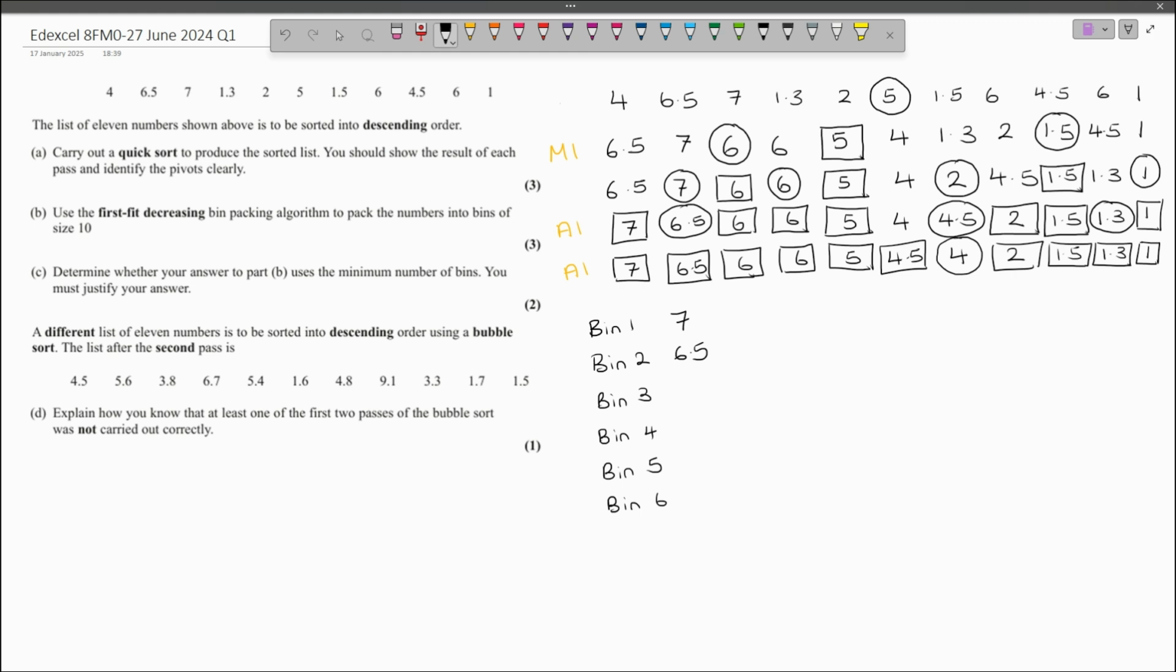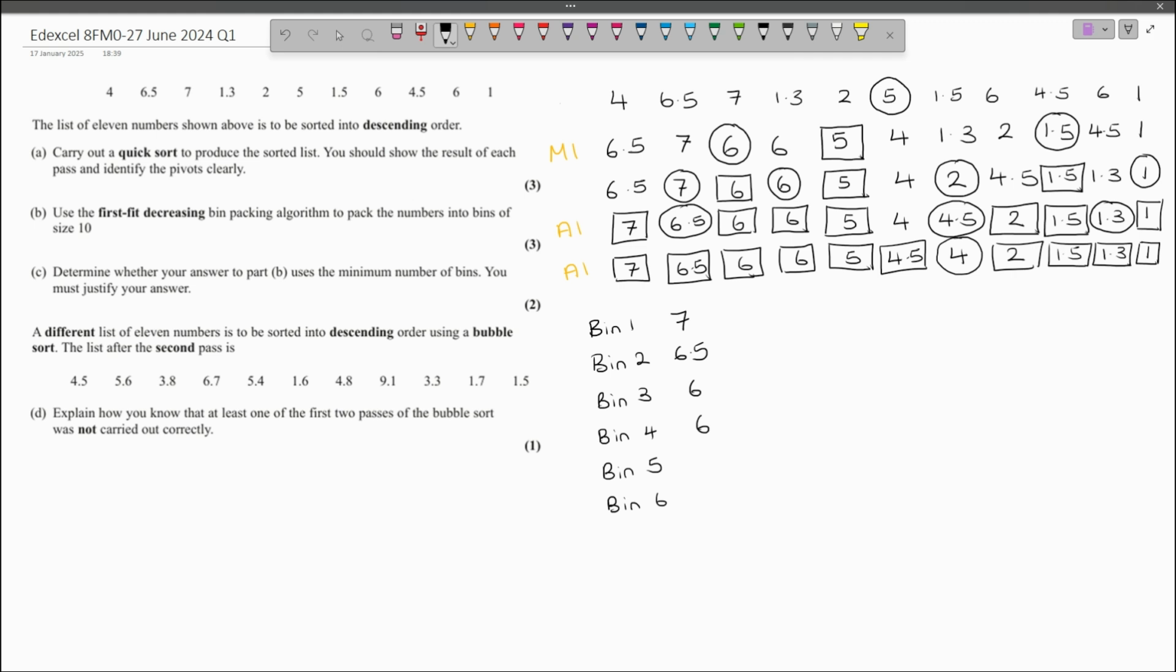6 cannot go into bin 1 because that would give it a size of 13. 6 cannot go into bin 2 because that would give it a size of 12.5. So 6 is going to go into bin 3. Next up is the other 6. We've already established 6 cannot fit in 1 or 2. 6 cannot fit in bin 3 either because we'd have a size of 12. So 6 is going to be placed into bin 4.